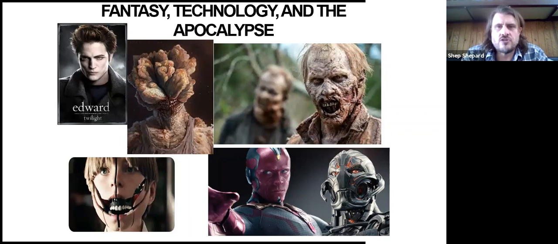And here I just have some of the images and some of the material we talk about. You see the vampire from Twilight, an image from a video game called The Last of Us, the sequel of which is just coming out, which is this kind of mutated zombie-like mushroom creature. The Walking Dead, images from HBO's Westworld science fiction show, and also the Vision and Ultron from the Marvel movies.